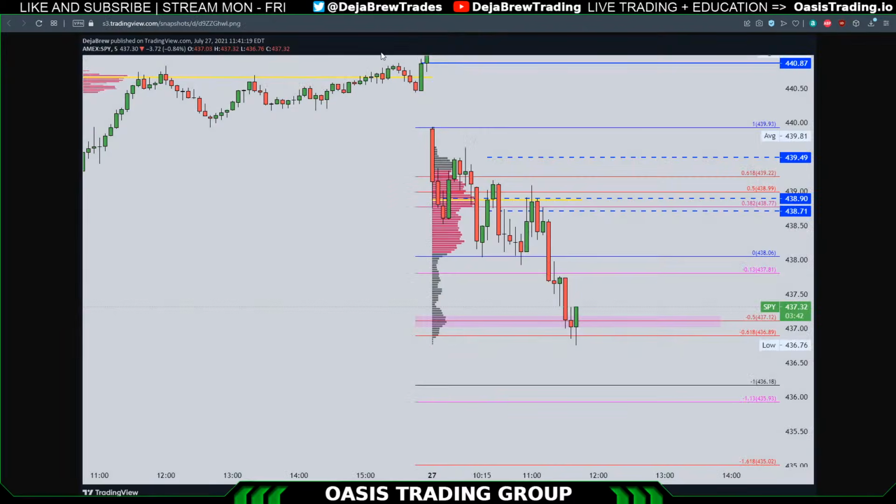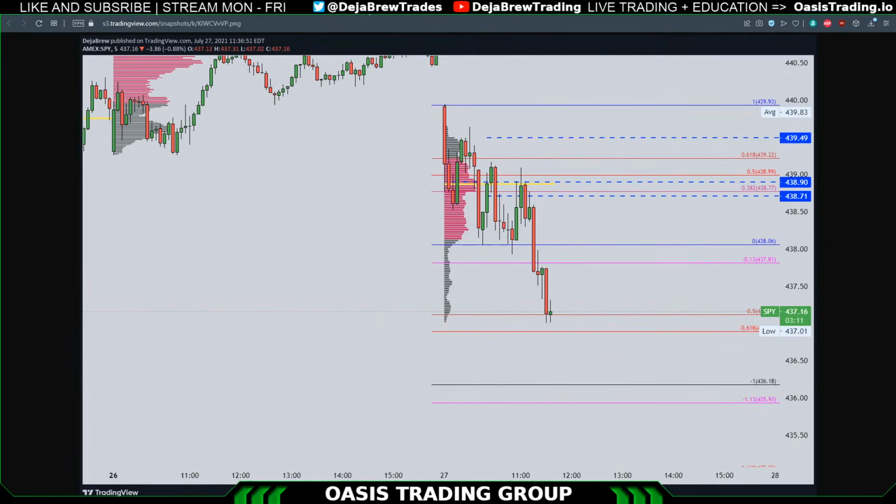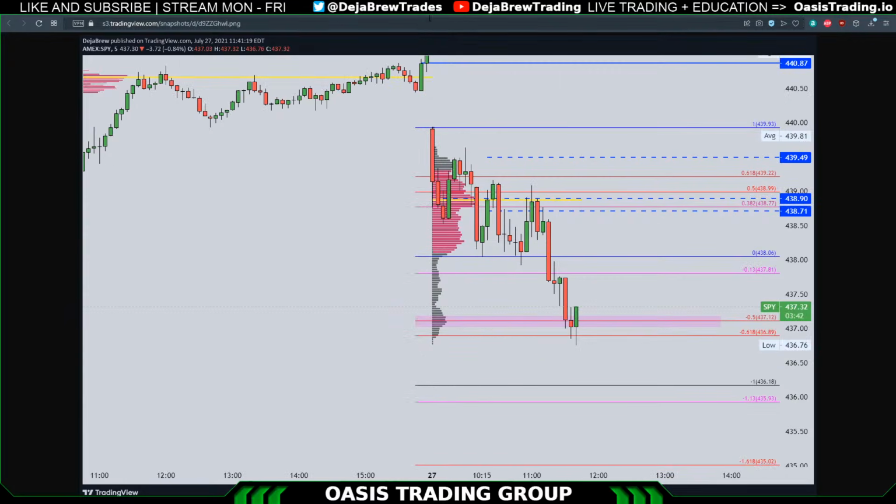Okay, the next update, let me get rid of some of these old ones. The next update here, we can see it bounces right off that little support node. You see how it builds up? It builds up that support node, and now it's holding above it. I think this actually ended up being a fake out. Let's see. Yes, this was actually a fake out.